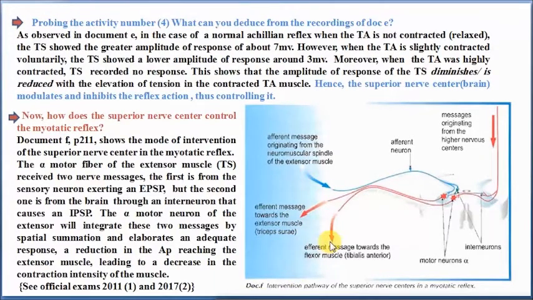Finally, in the third case, when the flexor muscle, the TA, was strongly contracted voluntarily, what is going to happen here is that the inhibitory message reaching the alpha motor neuron of the extensor is going to be more important than the EPSP reaching it. So what is happening here is that the alpha motor fiber is not going to generate action potential, and no action potential will reach the extensor muscle here, and as a result it is not going to contract.